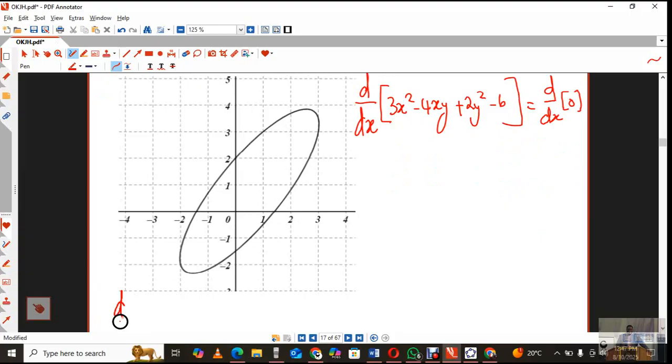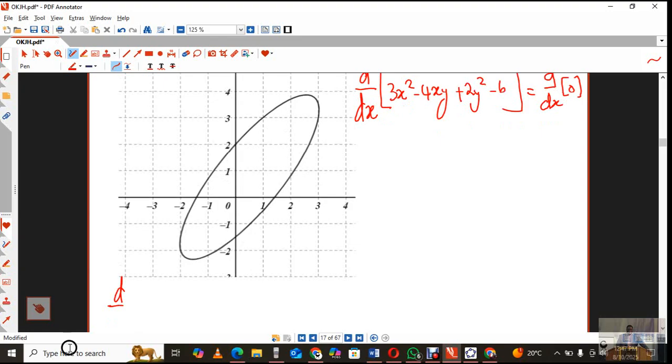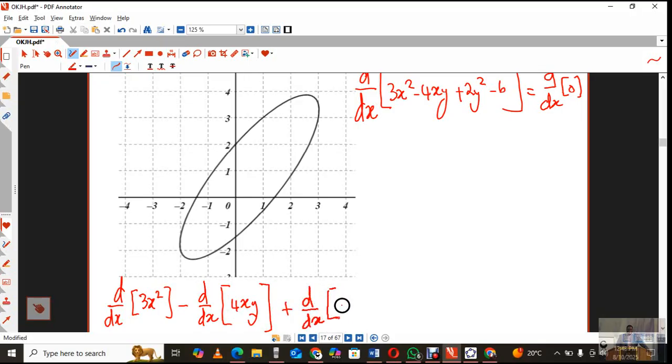So I have d by dx, let's take 3x squared minus d by dx, let's take 4xy together here, plus d by dx of 2y squared minus d by dx of 6 equals d by dx of 0.